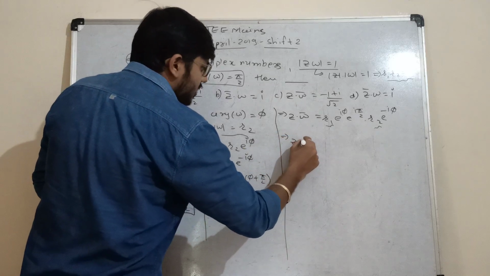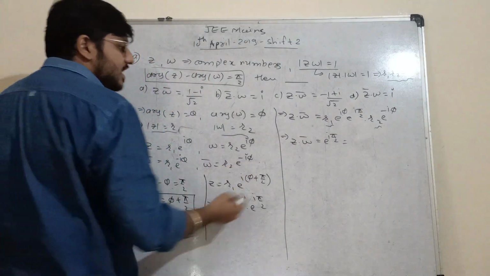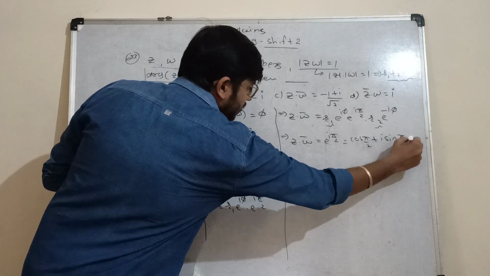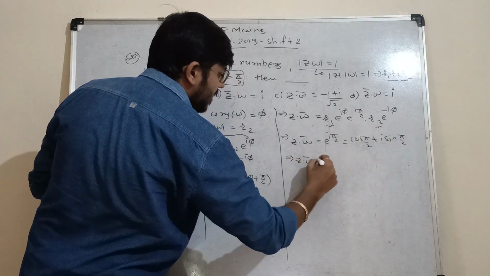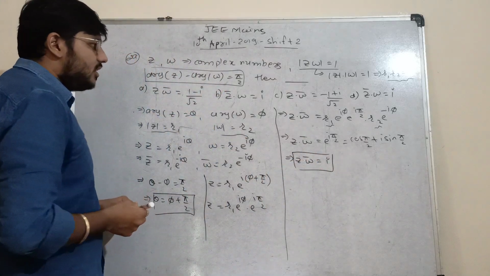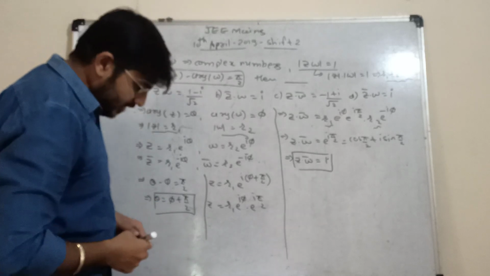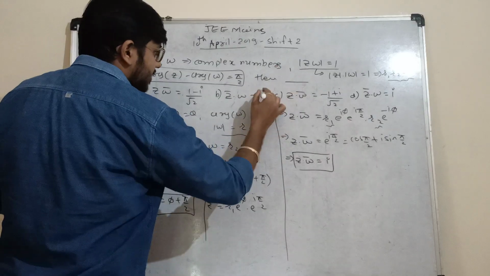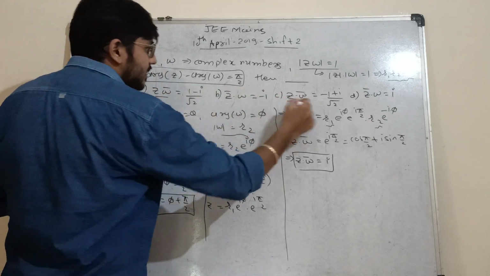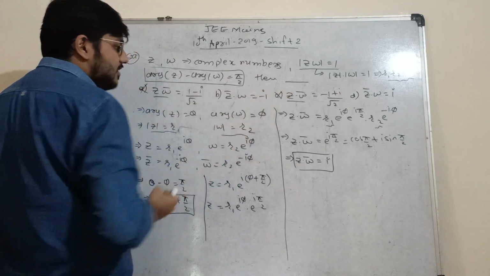So z dot w bar equals what? e raised to i pi by 2, and e raised to i pi by 2 can be written as cos pi by 2 plus i sin pi by 2. So z dot w bar equals i only, right? But according to the options, here the option is minus i, sorry. If you check the options, z dot w bar in both the options never equals i, right? So these two options are not the answers.